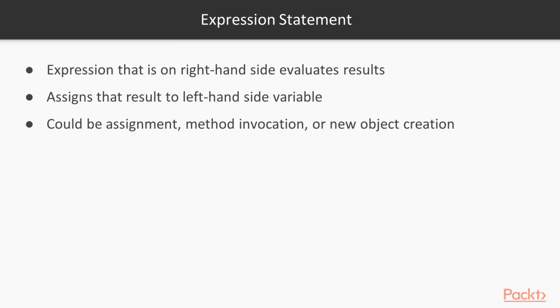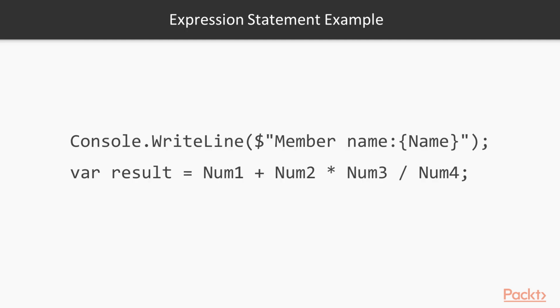Now we move to expression statement. In an expression statement, the expression on the right-hand side evaluates results and assigns those results to the left-hand side variable. An expression statement could be an assignment, method invocation, or new object creation. This is the typical expression statement example.